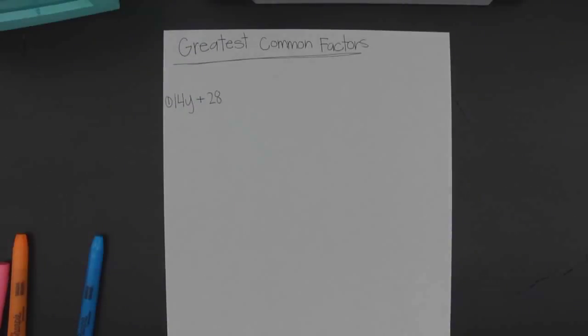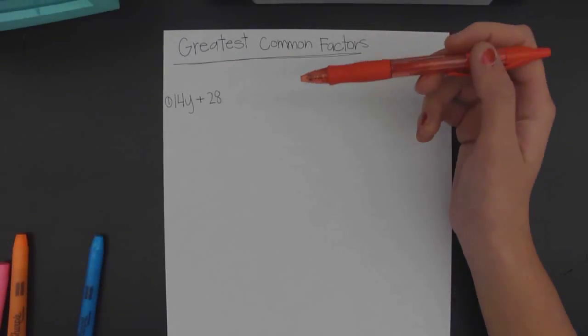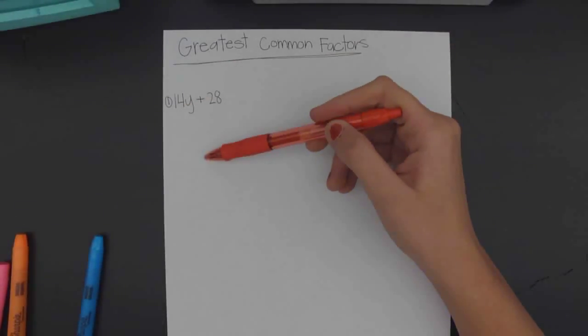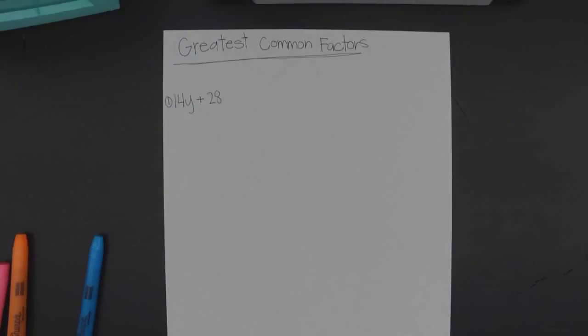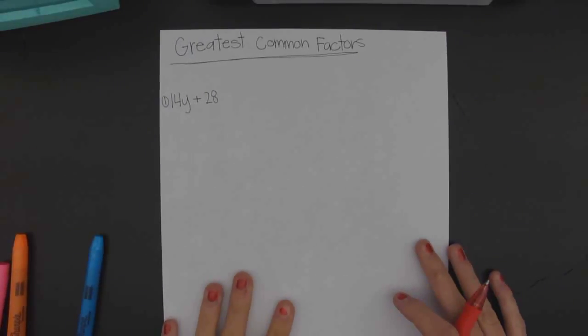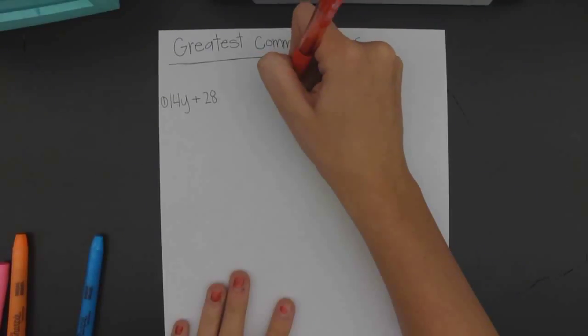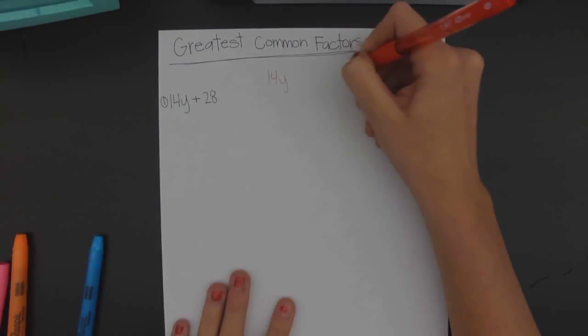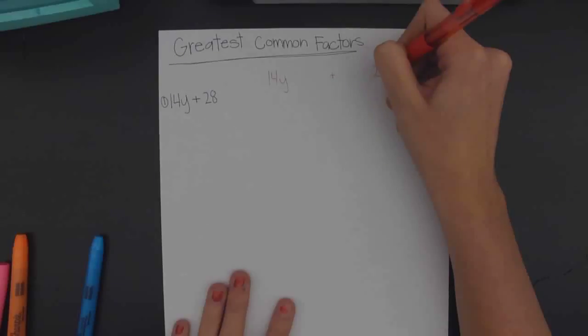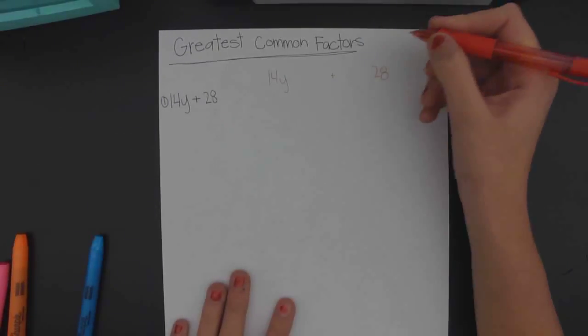A factor is one of the numbers that can be multiplied to create a number. So factors of 14 would be 7 and 2. Those are two factors. So I teach my kids to create a factor tree. That is the easiest way to do this. So I'm going to break up my two numbers. I'm going to put 14y right there, and I'm going to put plus a 28 over here.